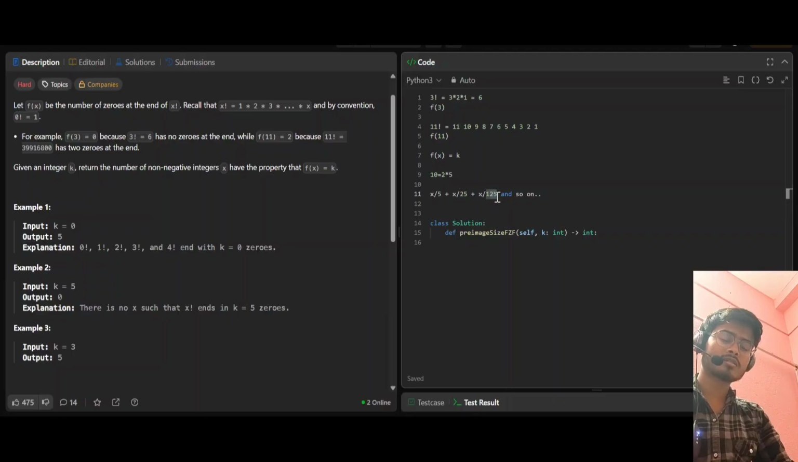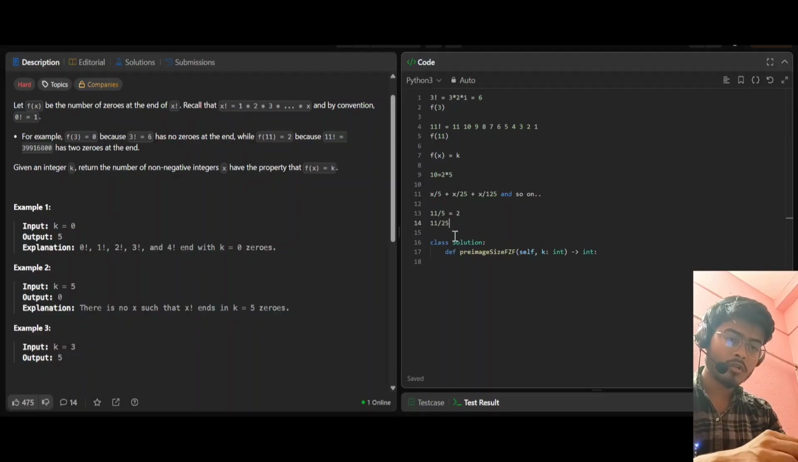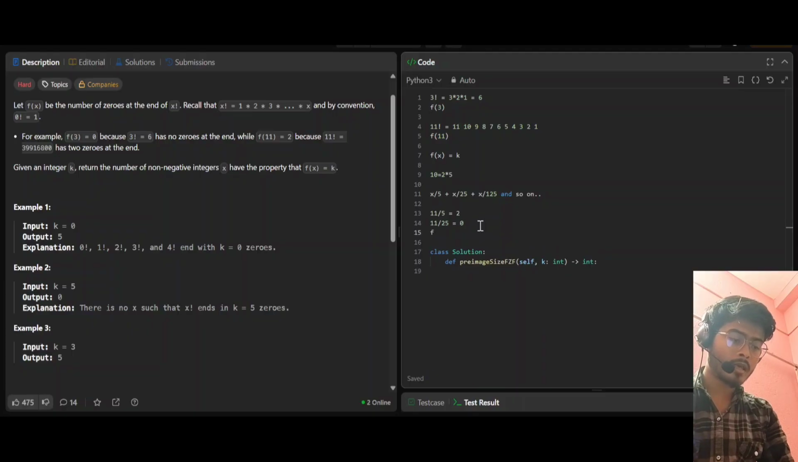Let us calculate the number of trailing zeros in 11 factorial. We divide 11 by 5. Using integer division, we get 2. Then we divide 11 by 25, which gives 0. So the total will be 2 plus 0, which is 2. Therefore, f of 11 is equal to 2.